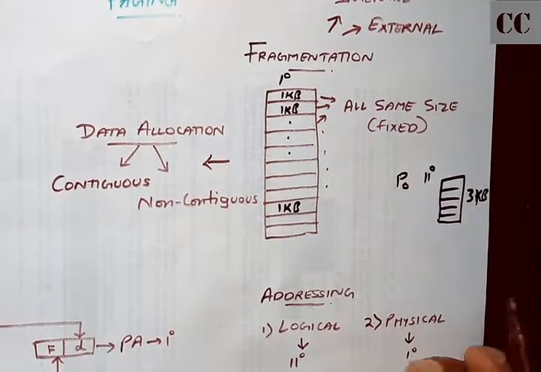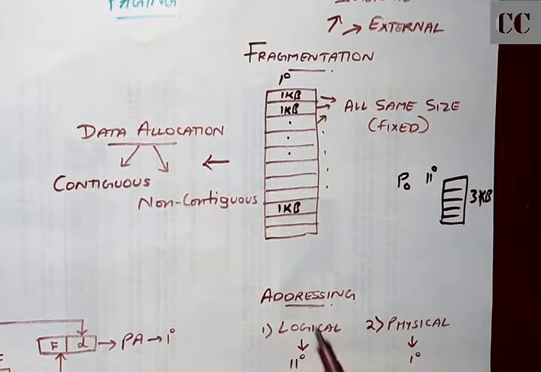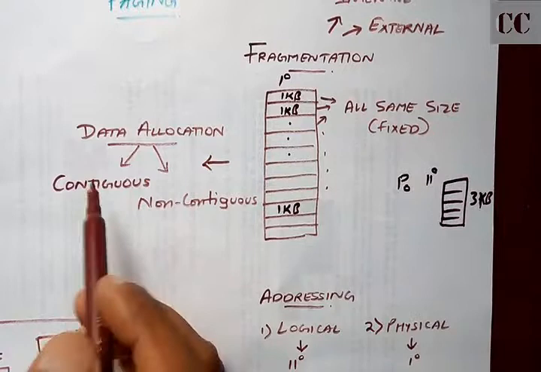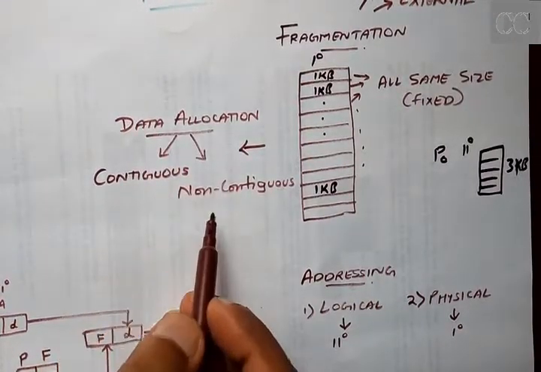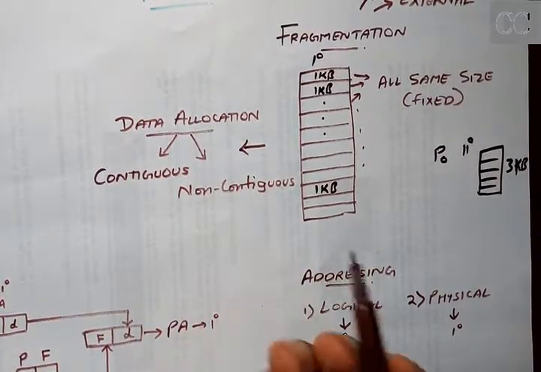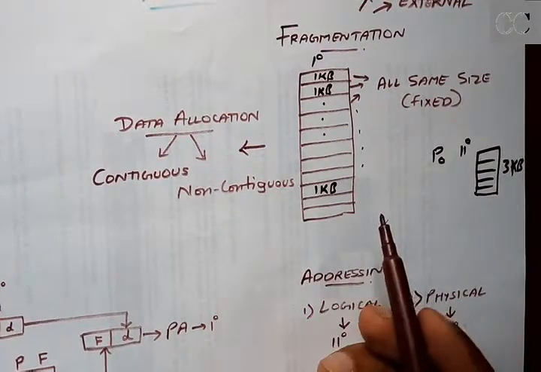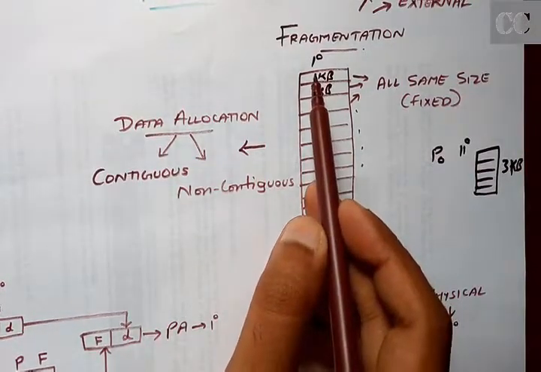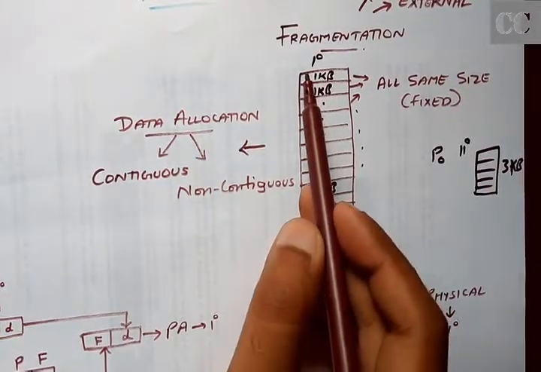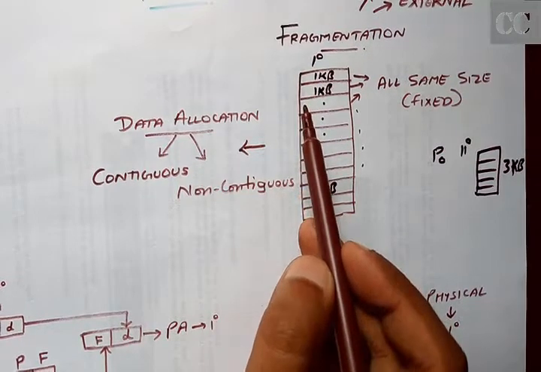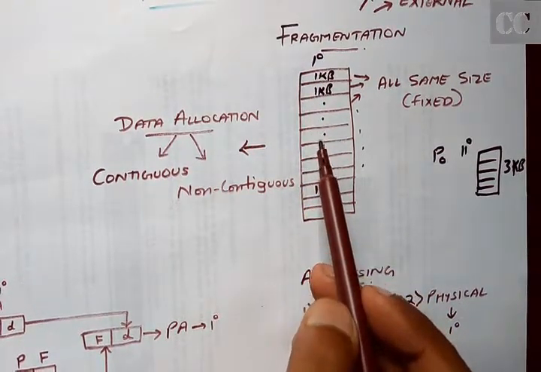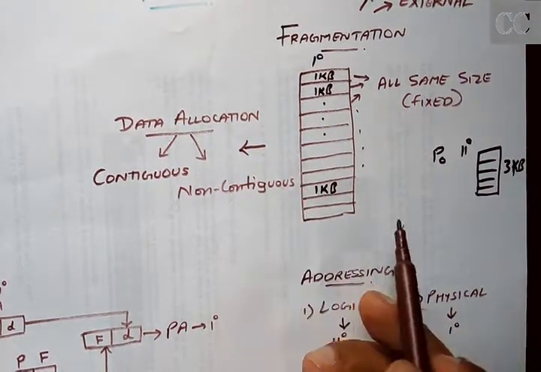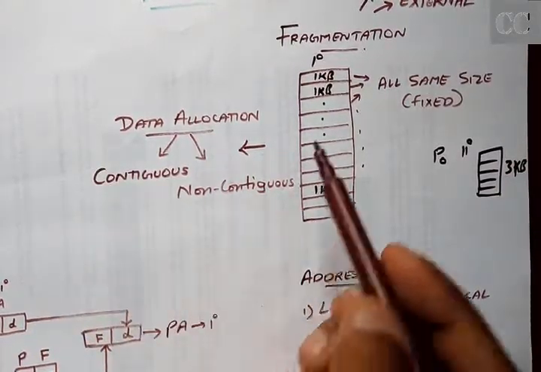Now there are two ways this data can be allocated into the RAM: one is contiguous allocation and one is non-contiguous allocation. Contiguous allocation is very simple. If this 3 KB of data can be stored sequentially, say 1 KB here, 1 KB here and 1 KB here, in these three slots, with no gap or vacant slot in between, it is called contiguous allocation. That is, the allocation is continuous.